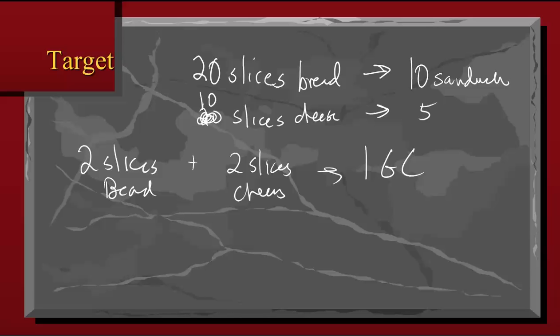But wait a second, I thought we had enough to make 10 sandwiches. Why can't we make 10 sandwiches? The cheese. The cheese is limiting you to 5 sandwiches. So in chemistry, we would call the cheese the limiting reactant.